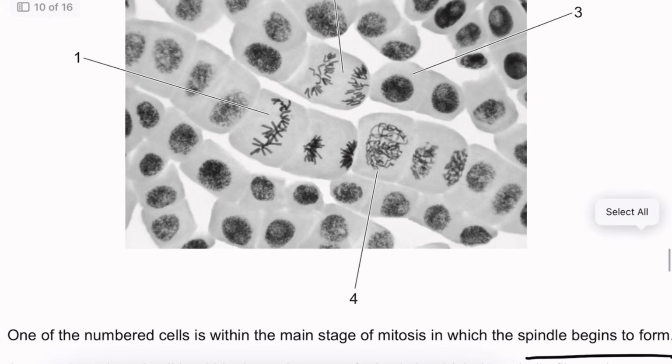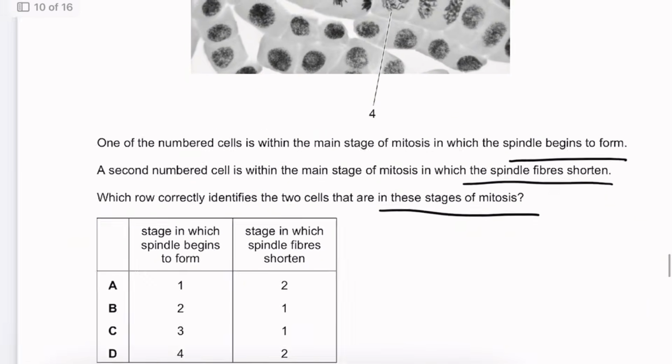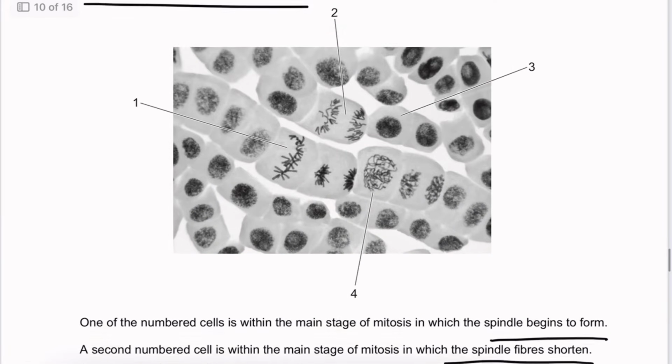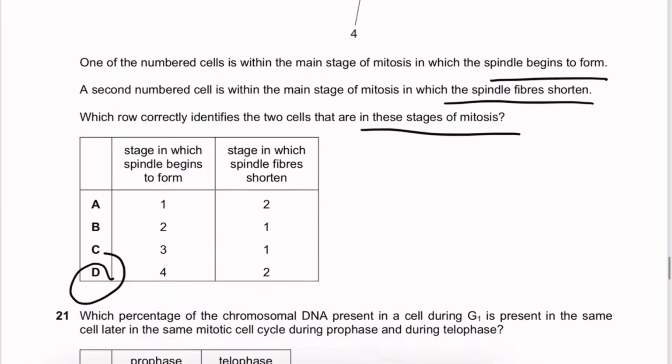Now when spindles begin forming, that's going to be in prophase, so you could say 4, and then when anaphase is happening, that's going to be 2, so that's D.